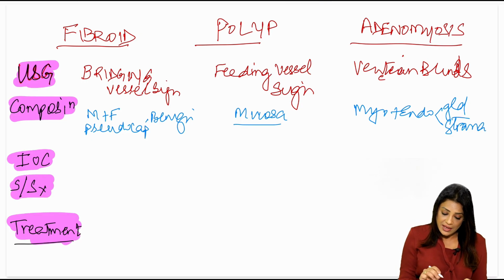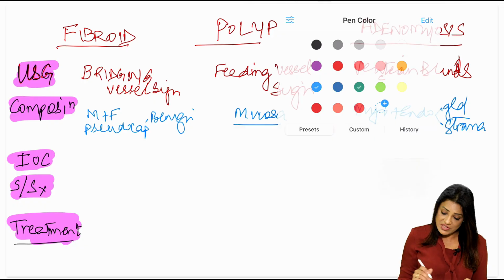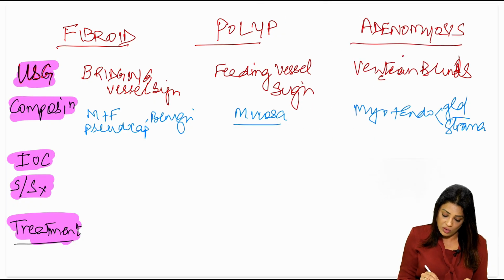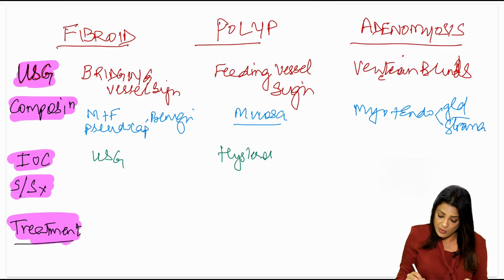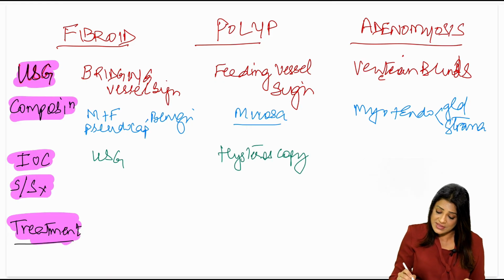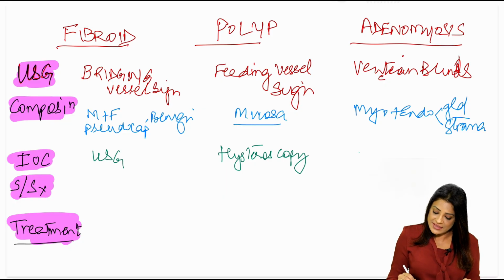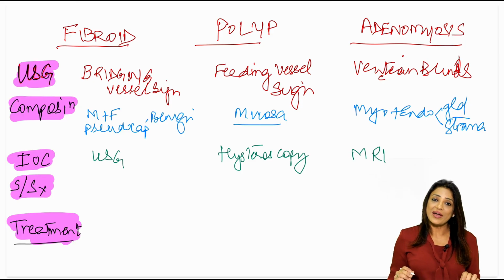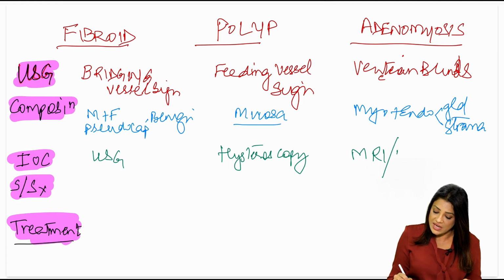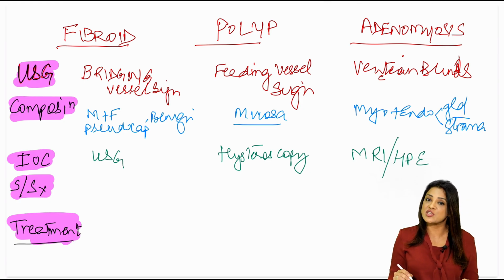Investigation of choice. Investigation of choice will be what? Investigation of choice for fibroids is always sonography. For polyp, it is hysteroscopy, because then you can remove the polyp also and you can diagnose what kind of polyp it is, whether it can be removed hysteroscopically. And for adenomyosis, it is MRI. Why MRI? Because if sonography is not diagnosing anything, it is inconclusive, then you go for MRI, but the proper gold standard will be HPE. You diagnose with HPE. Okay.